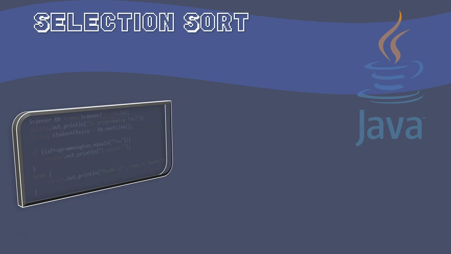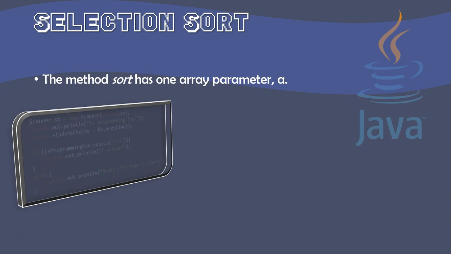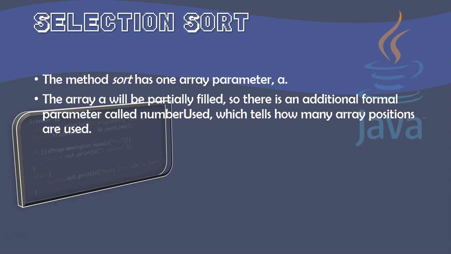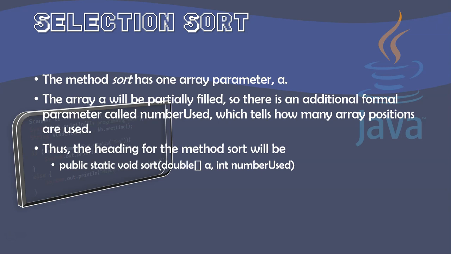So that's going to lead us to our second algorithm, which is the selection sort. The method sort that we're going to look at in this algorithm has one array parameter called A. An array A will be partially filled, so we can use, for example, a partially filled array. There are additional formal parameters called things like numberUsed, which also tells us how many array positions are used. If we're using a full array, we can simply set it to the size of that array. Therefore, the heading for the method sort will be public static void sort(double[] a, int numberUsed). So in numberUsed, again, remember you can use whatever the size of the array is if you want to pass in that full array.